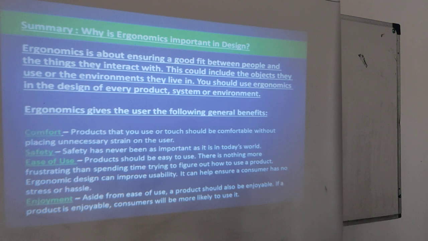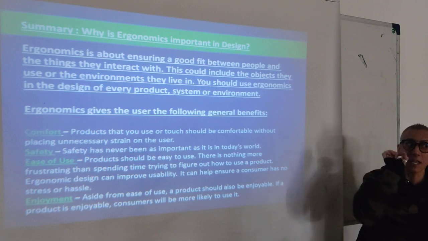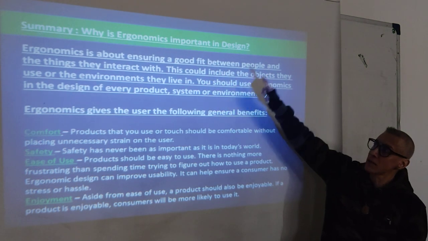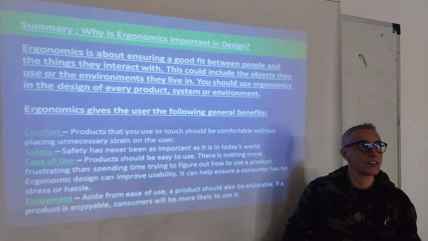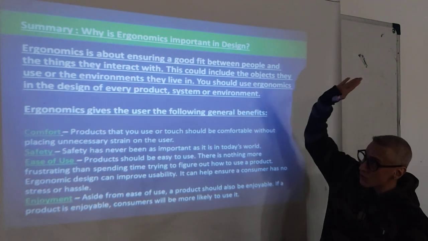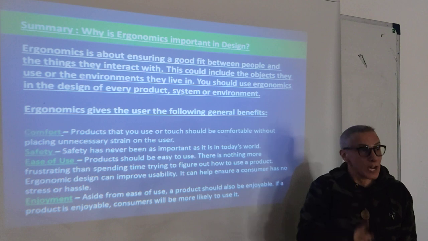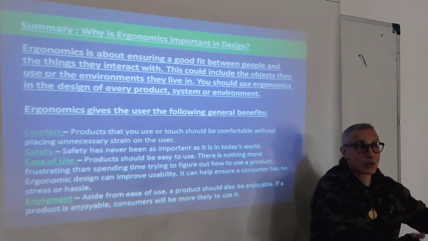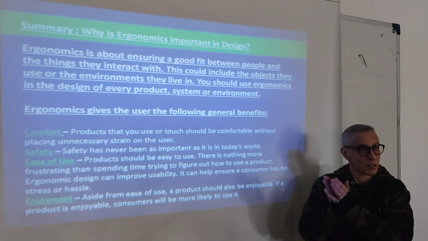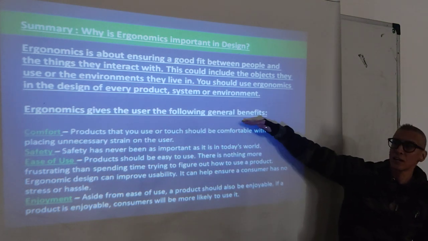So, summary of ergonomics. It's what we already discussed, but in a summary way. Ergonomics is about making sure that there is a good fit between people and the things they interact with. What are the things they interact with? Products, okay? Everything that is designed around us. This could include the objects or the environments they live in. So, ergonomics must be used in every design you design. If you ignore this part, consider the design a failure, because you're ignoring the most important element, the human, okay? The target user.